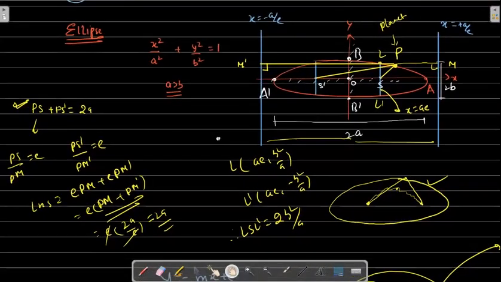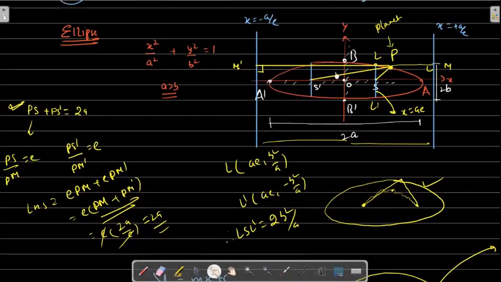Now, in an ellipse, you should always know these two important concepts: the concept of latus rectum and the concept of focal distances. See, a straight line passing through the focus and perpendicular to the axis is called the latus rectum. You will have two latus recta here, one here and one here.